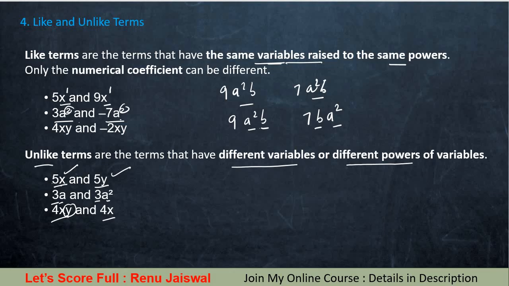Next, like terms are those terms whose coefficients can be different, but the variable part along with their powers are exactly the same. If I say 9a square b and 7a square b, can you see a square b, a square b? The variables are the same, a and b, and their respective powers 2 and 1 are also the same. So variables and their powers are the same. The numerical coefficient can be different. Unlike terms means the variables can be different, their powers can be different. Somehow the variable part is not exactly the same, and that is known as an unlike term.